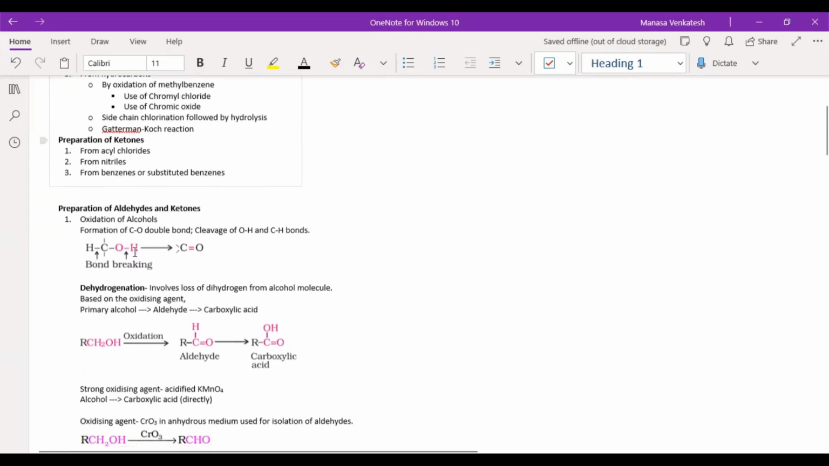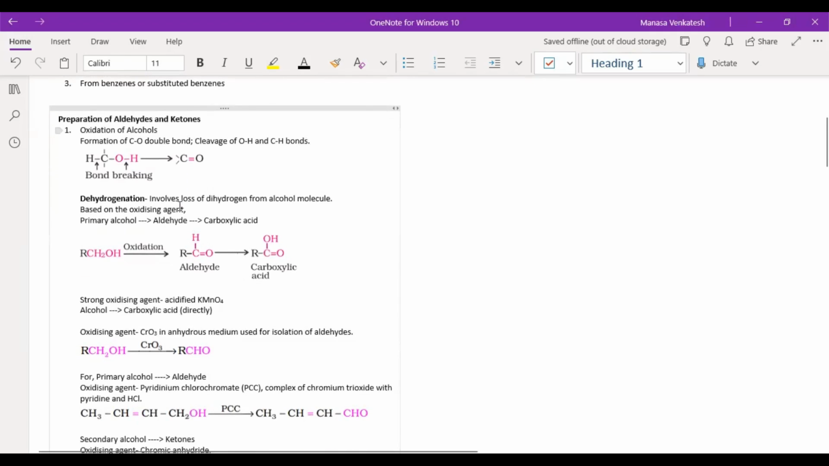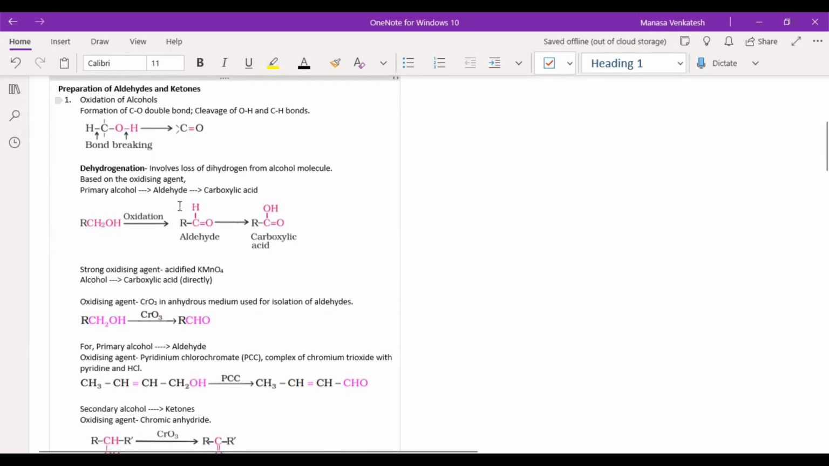So the first is preparation of aldehydes as well as ketones, and this is going to be from alcohols. So the oxidation of alcohols, all these reactions have been taken from the previous chapter, alcohols, phenols, and ethers. What happens is you have a reaction called dehydrogenation taking place. So a primary alcohol undergoes oxidation to give us an aldehyde. And based on the reaction conditions that we give, that is the oxidizing reagent that is used, we can stop the reaction at the aldehydic stage.